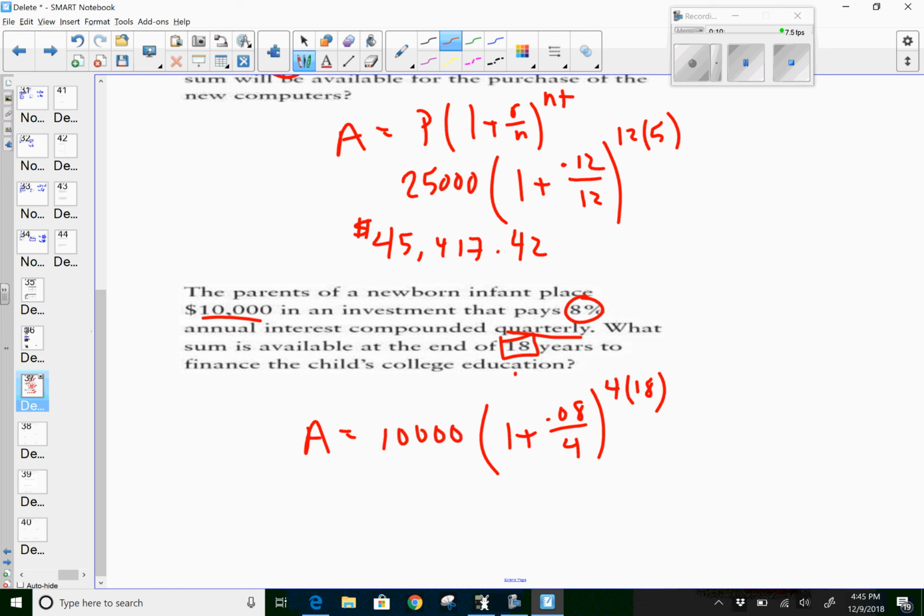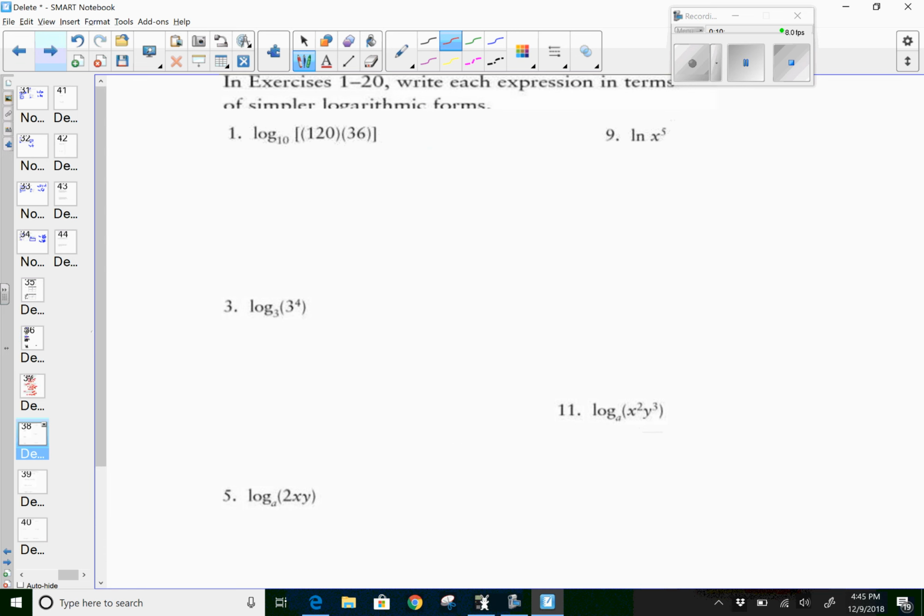You could take this, plug this into the calculator and get an answer. All right. Write each expression in terms of a simpler log. So basically what we're doing is a simple logarithm forms. So you're taking these and you're splitting it. So reminder, multiplication changes into addition when we're expanding, and division changes into subtraction. That's our little like hint.